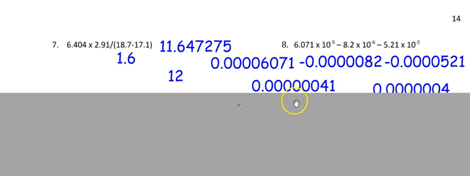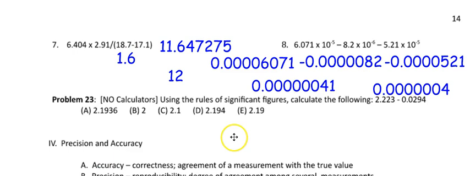So it's in the least precise spot. So that's how I would do those guys. It says no calculator, using the rules of sig figs, calculate the following. Go ahead and do that. See what you get. So remember, there was no calculator.